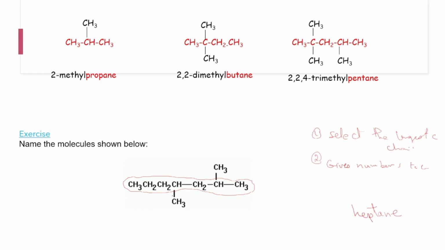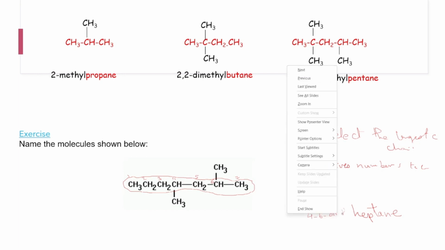So now I have to start giving those methyl groups numbers. If I start the numbering process from here, this carbon will be 1, 2, 3, 4, 5, 6, 7. So this methyl group is at carbon number 4 and the other methyl group is at carbon number 6. So I'm going to have 4,6-dimethylheptane.